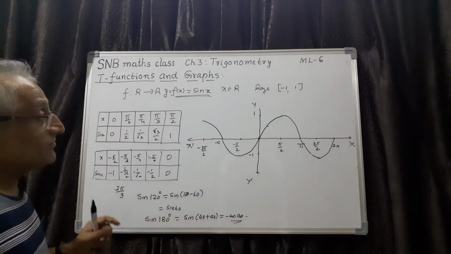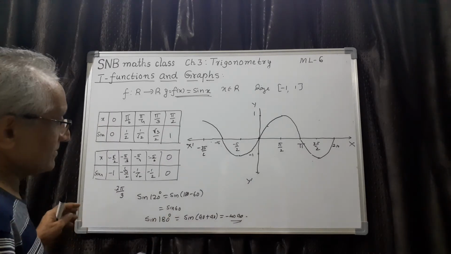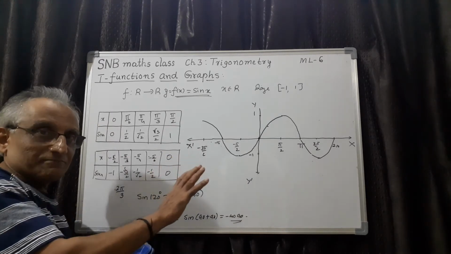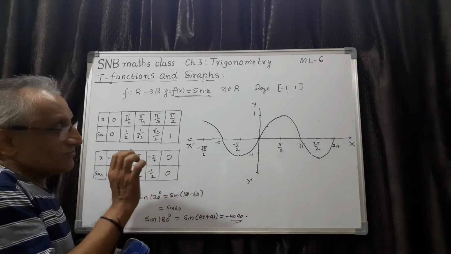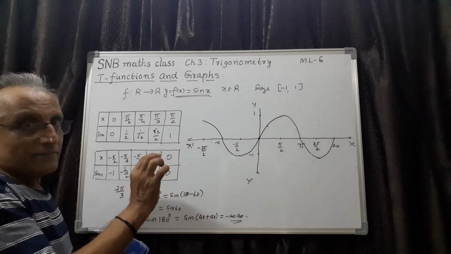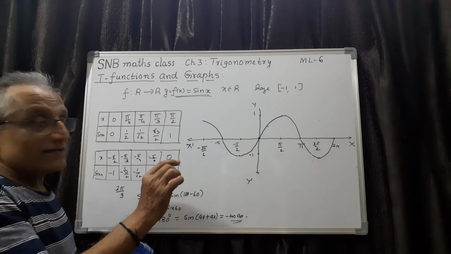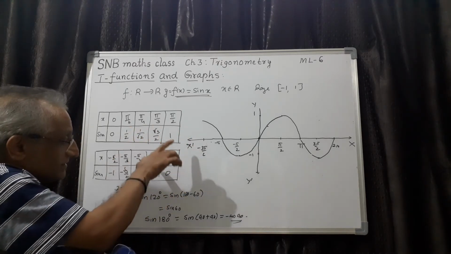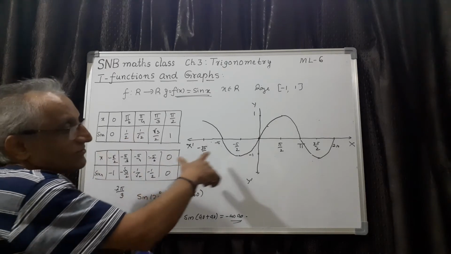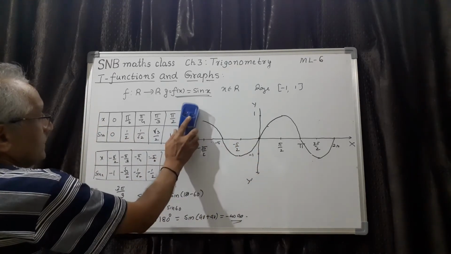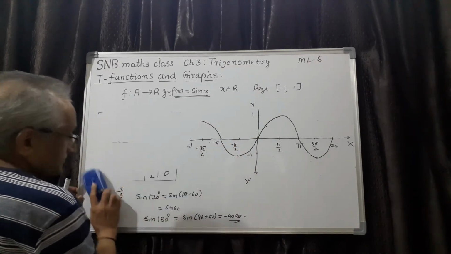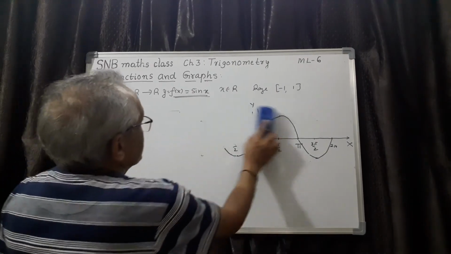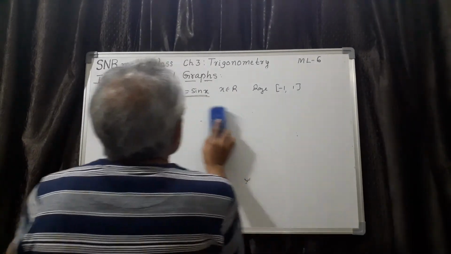Similarly, we have to draw the other graphs also, but the procedure is the same. First you have to understand how to define the range and the domain. Then in the beginning you can prepare this type of table, then draw the graph. So let me now take the next graph, cos x. So the cos x graph is like this.